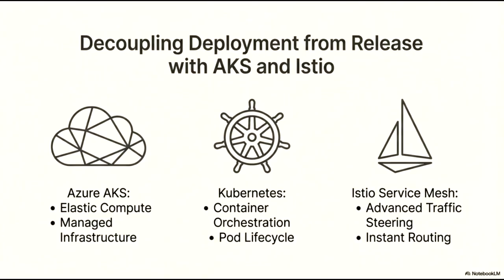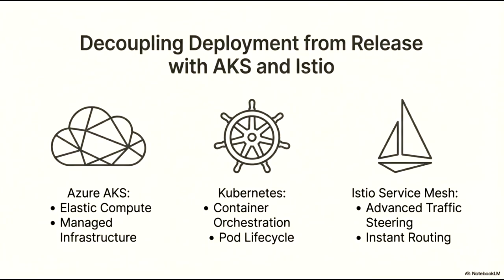By leveraging Azure AKS, we establish a robust foundation of elastic compute and managed infrastructure, effectively offloading the operational burden of the underlying cloud resources. On top of this, Kubernetes provides the essential container orchestration and pod lifecycle management needed to maintain application health at scale. However, the true power of this model comes from the Istio Service Mesh.